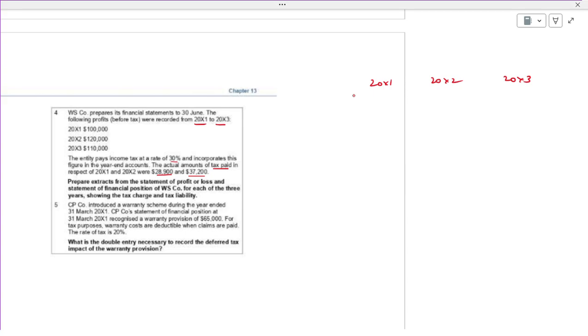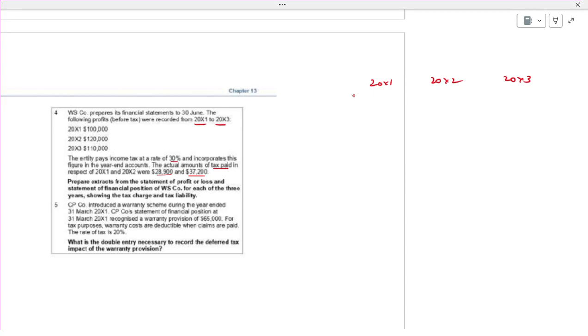But actually, how much are they paying? They are paying 28,900 and 37. The difference between the estimation and the income tax paid is under provision or over provision. First we have to know what is the under provision and what is the over provision.